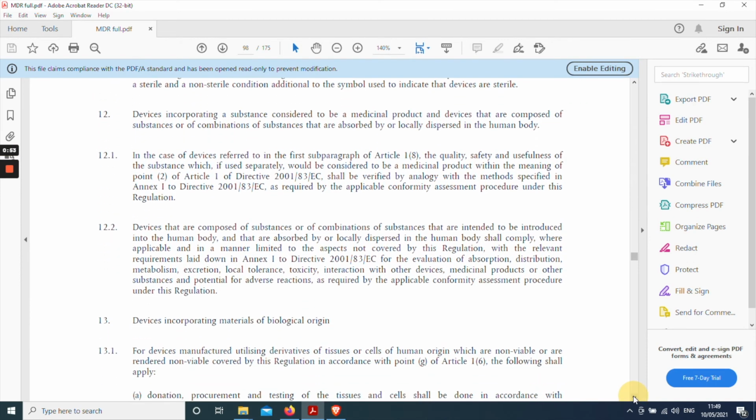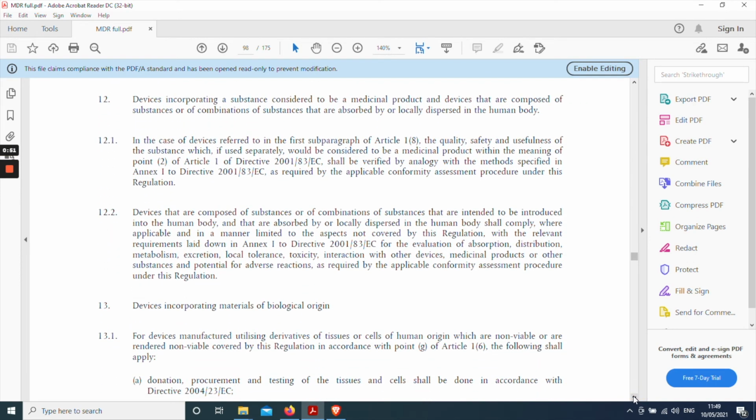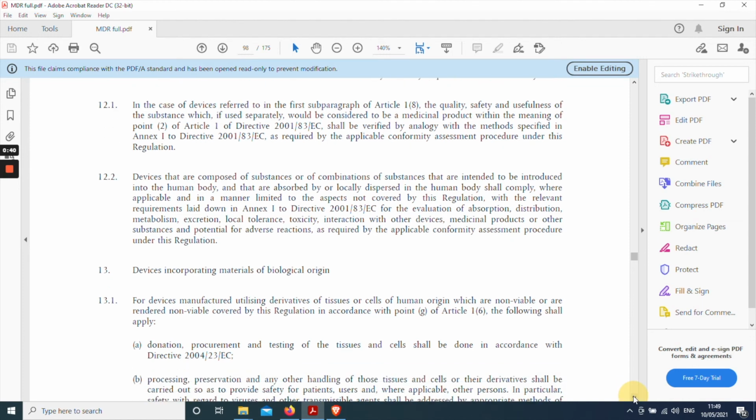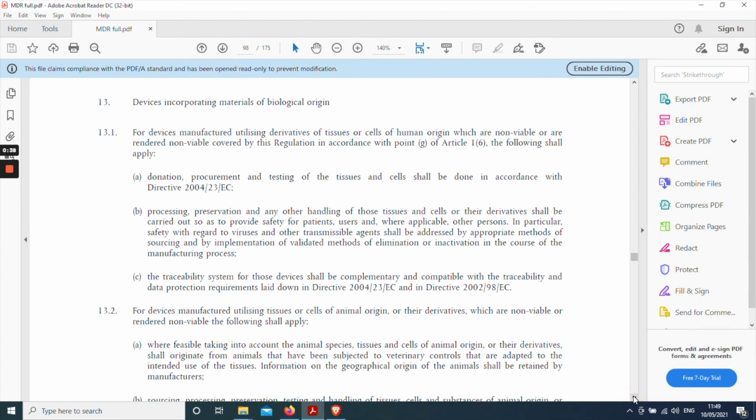We get to requirement 12, and this is about devices incorporating a substance considered to be a medicinal product. Once again, that's probably not relevant to a pacemaker, and so requirements 12 can be eliminated. And similarly, requirements 13, devices incorporating materials of biological origin. You can see that this is also easy to exclude on a fairly straightforward basis, and the justification in turn will be very straightforward because a pacemaker does not contain materials of biological origin. If you adopt that same approach throughout the entirety of the annex, it's possible to hone in on just those requirements that are relevant to your device.